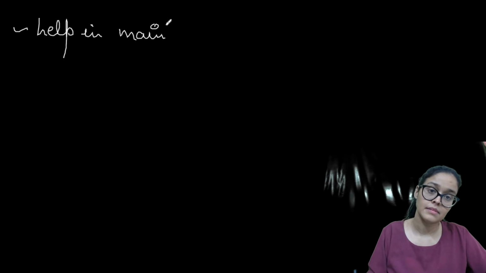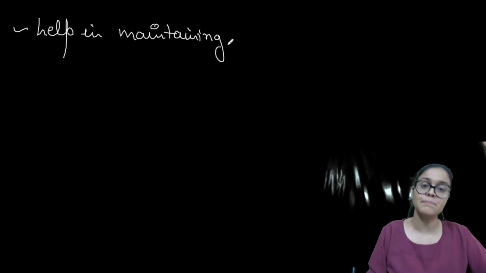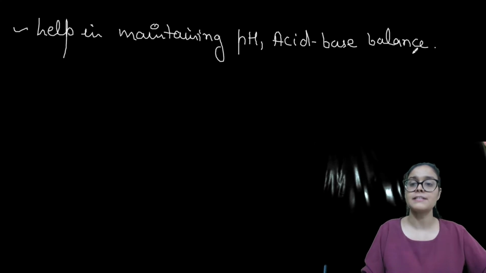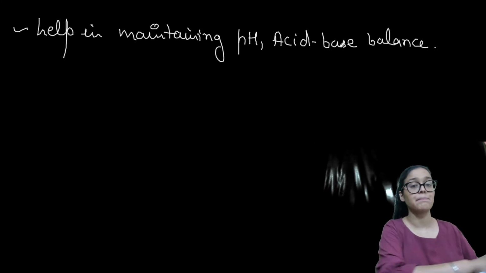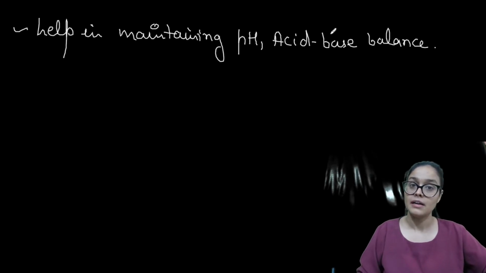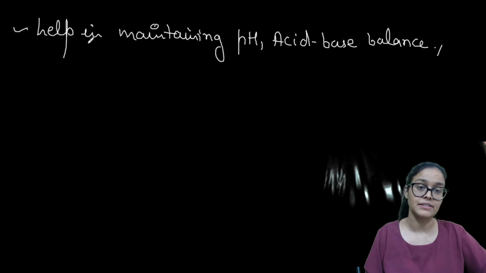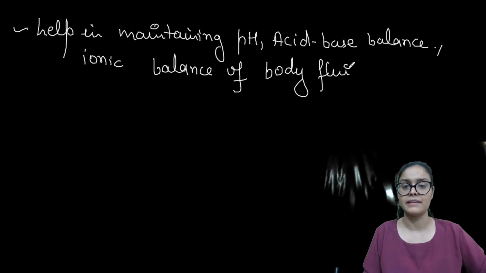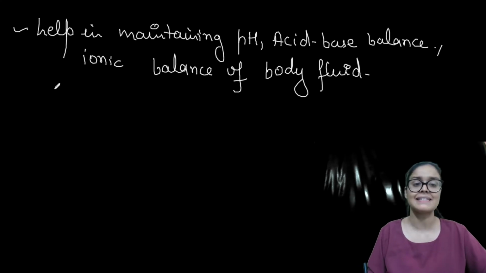And when we talk about tubular secretion, why is it required? Obviously tubular secretion is required to help in maintaining pH, acid-base balance, and ionic balance of body fluid. This is the purpose of what we call tubular secretion. So obviously our body fluid balance, acid-base balance, ionic balance, and pH are maintained by secretion only.